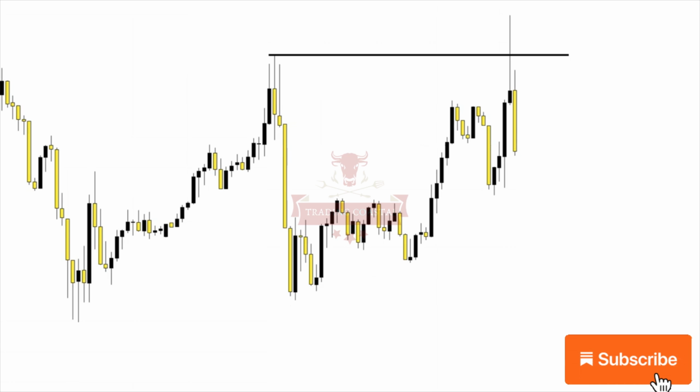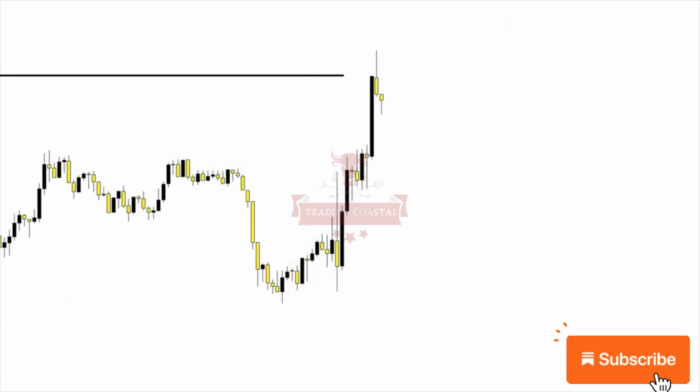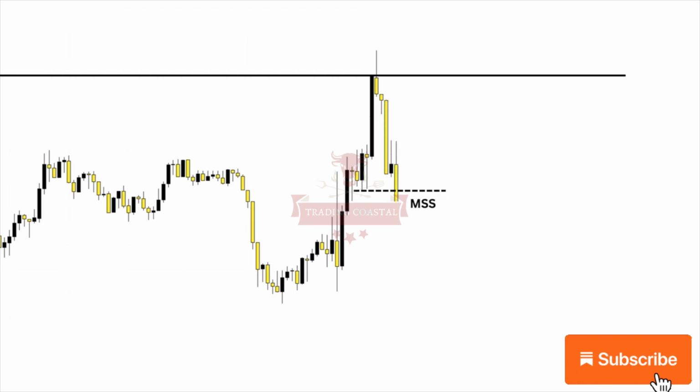In the next step, we are going to zoom into the 1-minute time frame and wait for a market structure shift to appear. As you can see, we have this market structure here, created before the market liquidity sweep. So we have a valid change of character or market structure shift. Now we are looking for the highest fair value gap to put our sell order.